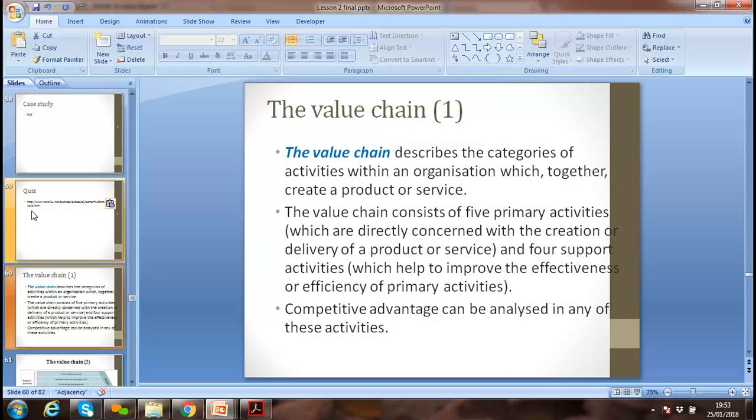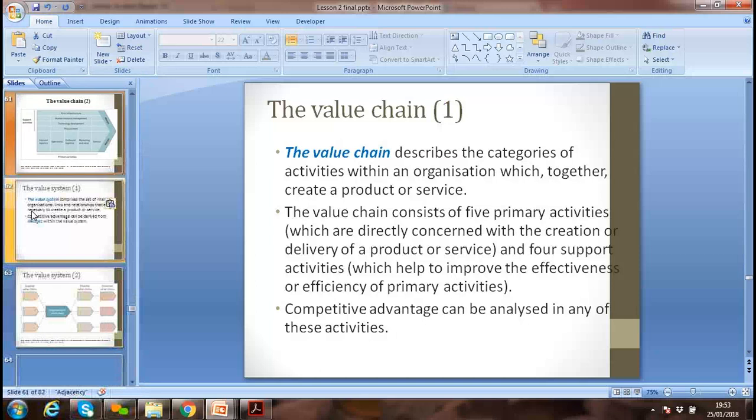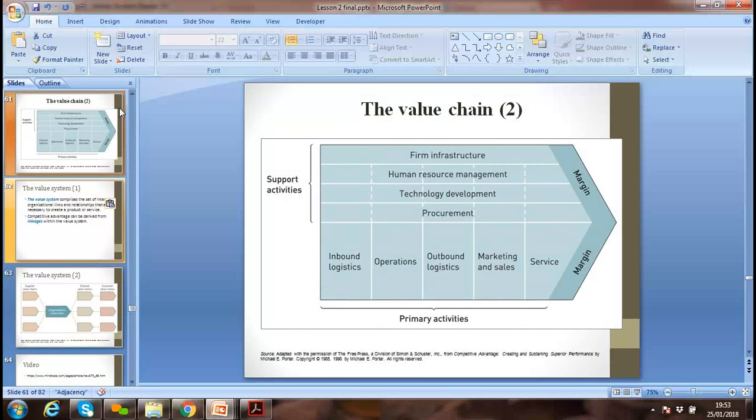Next we're looking at, Umar, the value chain. The value chain is defined by the categories of activity within an organization which together create a product or service. The value chain consists of five primary activities. When we do these primary activities effectively, it creates competitive advantage for the organization. Organizations involved in manufacturing have inbound logistics, operations, outbound logistics, a marketing and sales department, and a service department. These are the primary activities.